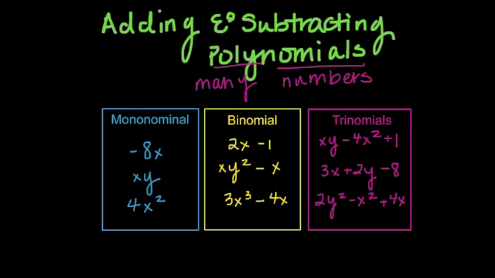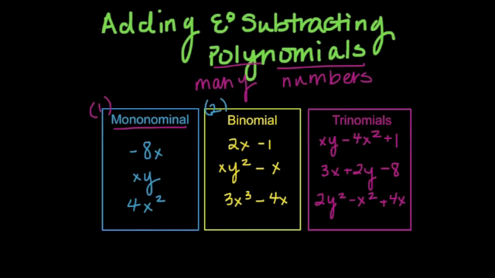A monomial is one term. So this is, again, one term. Basically, you're going to see only one term from the polynomial. So here we have negative 8x, xy, 4x squared. Those are all monomials because there's only one term we're looking at. To understand that, let's move on to binomials. Binomials means that we're looking for two terms. Bi means two, like bicycle.